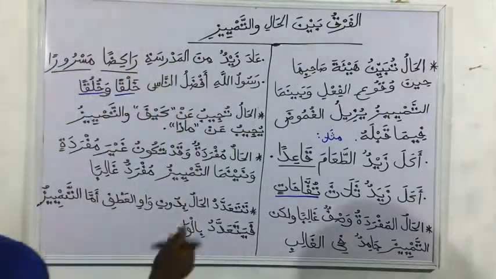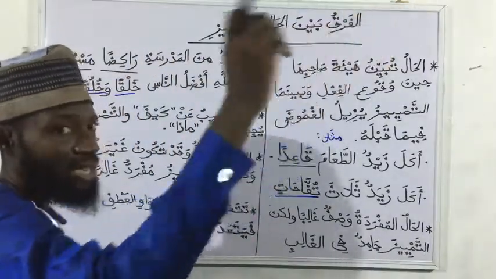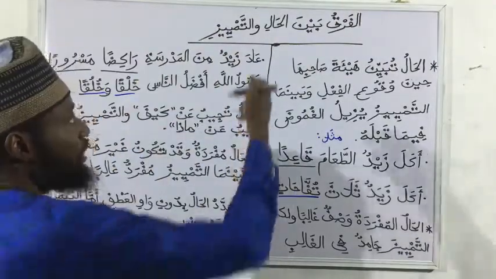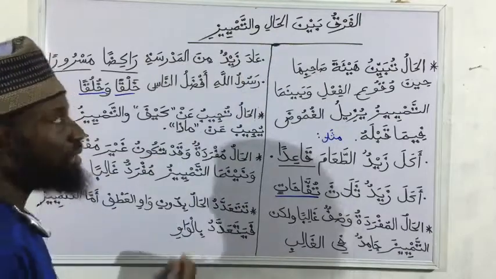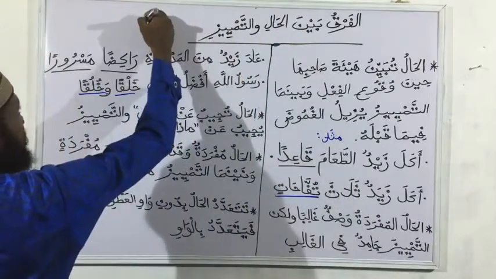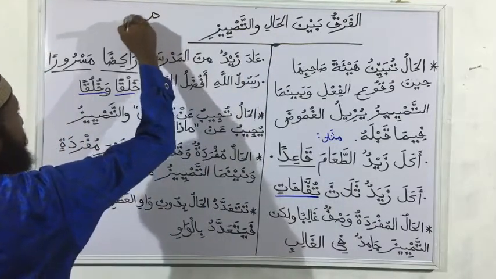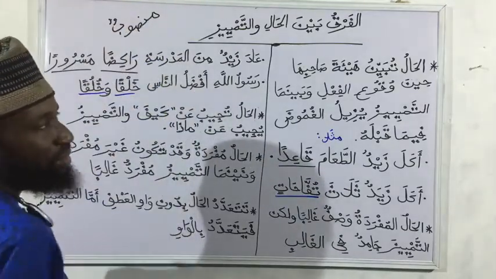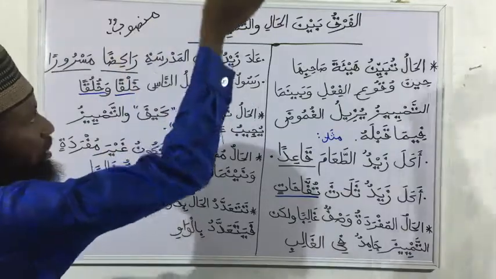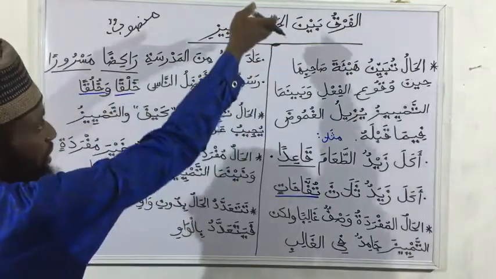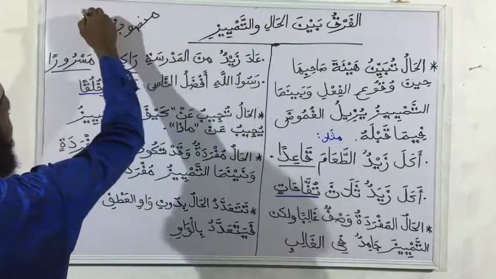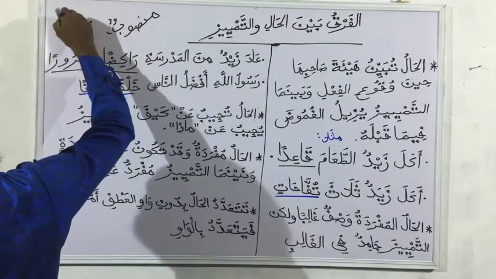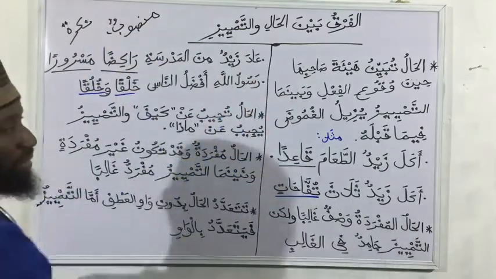One of them is that a Haal that is mufrad, that is a Haal that is not a sentence, just a single word, and a Tamyeez, they are both always in what? In nasb state. They are always, most times, mansub. Another is that many times when you see a Haal that is mufrad, and a Tamyeez also, they do tend to be in nakira state, like those examples you have written down here.